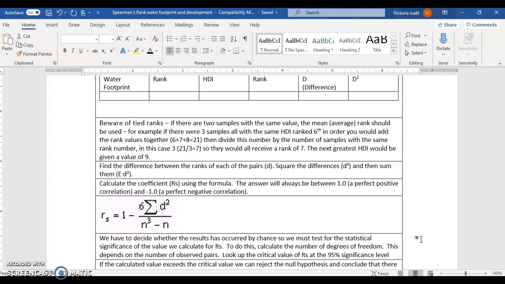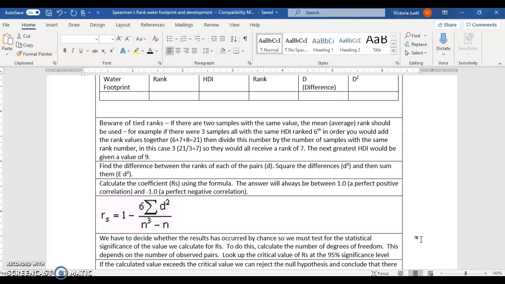For example, if there were 3 samples all with the same HDI ranked 6, you'd add them all together and then divide by the number. So you've got 6, 7, 8 in this example, add them together makes 21, divide by the number of samples, of which there are 3, and you end up with 7, which is obviously the middle one, but that's how you would calculate that. And then you skip the other ranks, so you don't give them all 7 and then go on to 8. You would skip 6 and 8, and then the next one you would go to is 9, so hopefully that makes sense.